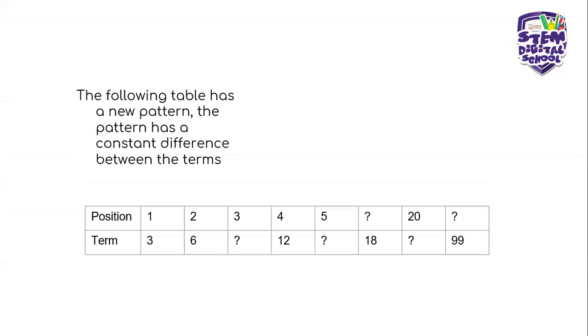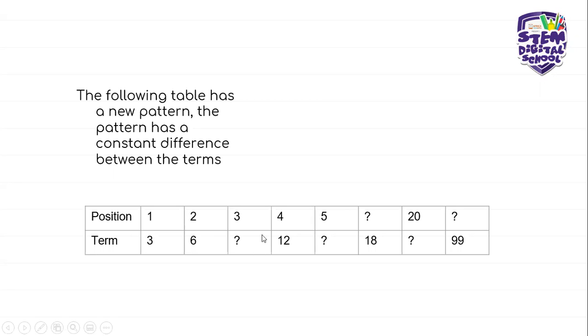Now, the following table has new patterns, and now I'm going to give you an opportunity. I hope that the lesson was quite engaging or fruitful rather. I'm going to now give you the opportunity to use the same method to find the missing values in this table. You can see this is a new pattern altogether. And once more, the new pattern also has the constant difference. So first things first, you need to find the constant difference in the terms.